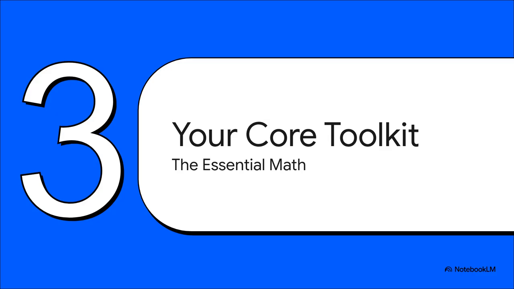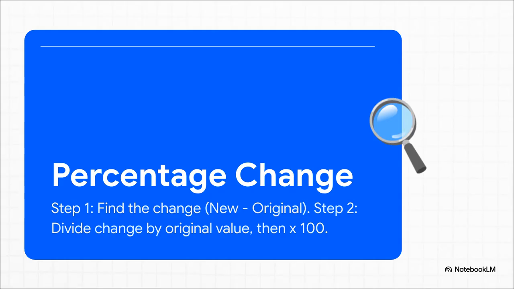All right, so you've read your map, you know what you're looking at. Now you need the right tools to actually do something with it. The good news is most of these data questions really just boil down to a handful of core calculations. So let's build out that toolkit right now. First up, the absolute powerhouse of your toolkit, percentage change. You're going to see this one all the time because it's the best way to talk about how much something grew or shrank. And it's actually super simple.